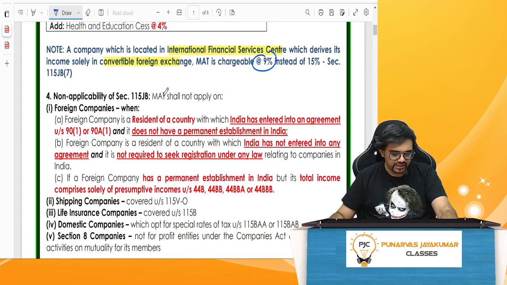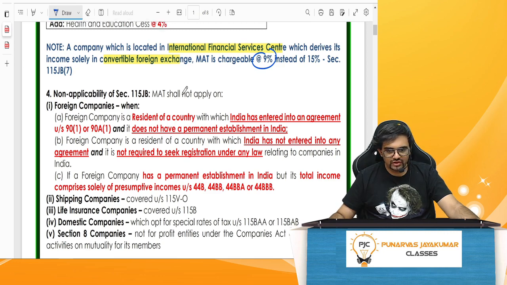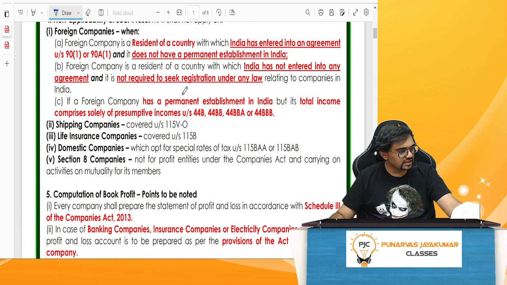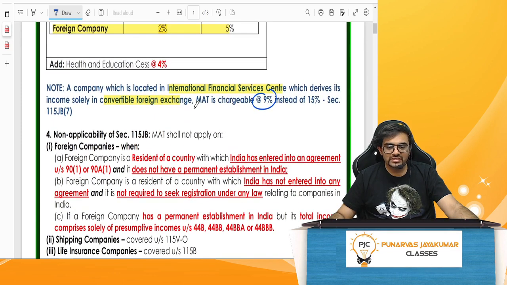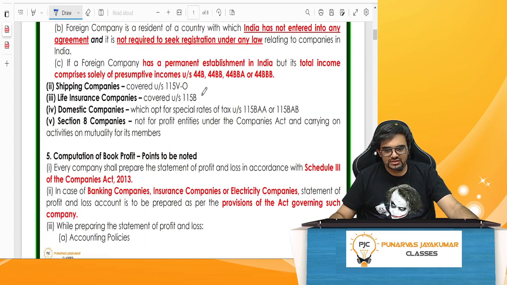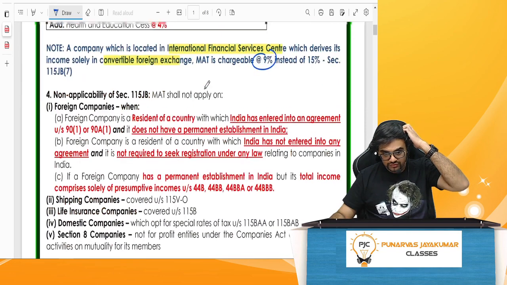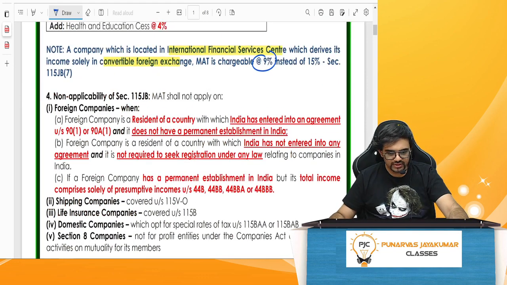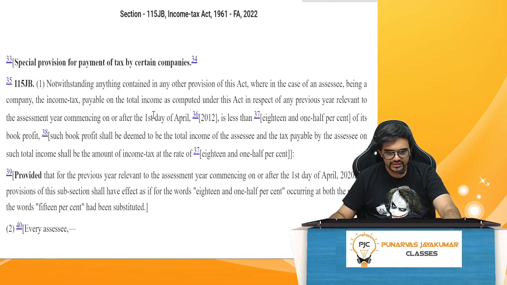So guys, 115JB, applicability provisions, etc. So important, of course. This particular section will not apply to certain companies and will apply to certain companies, and all that we need to understand. So basically we need to see where it applies, where it doesn't apply, and other things, so as to understand the entire scheme of things. Now, let us see, 115JB is the MAT provision. We'll take you to the bare Act.